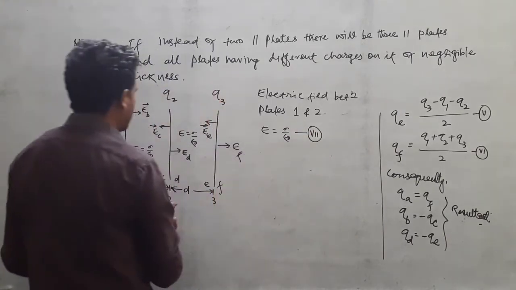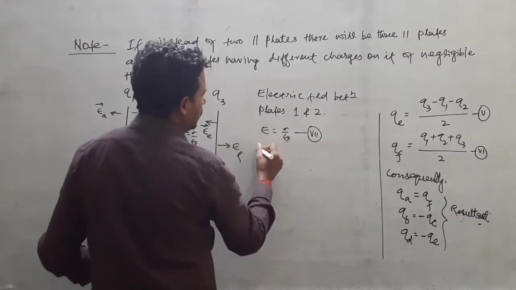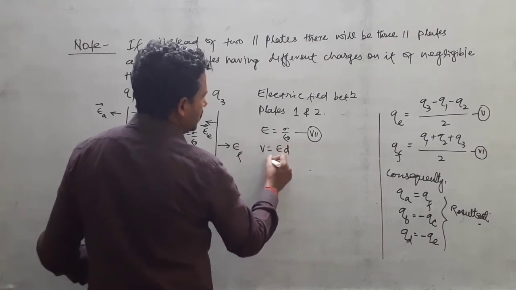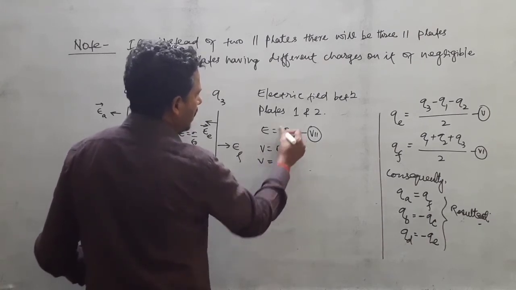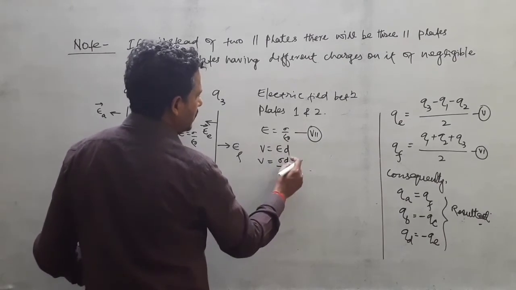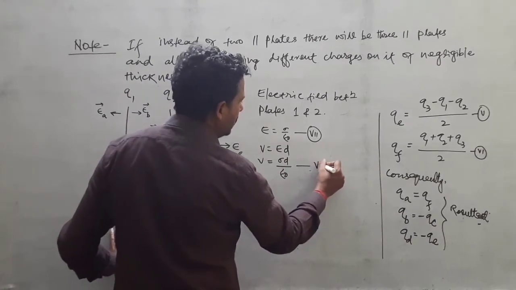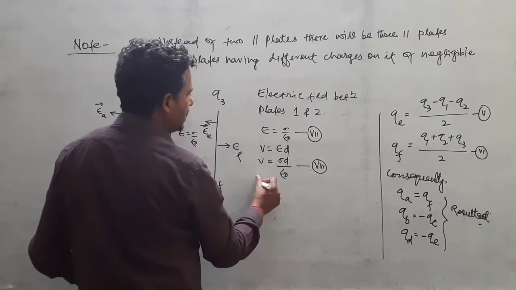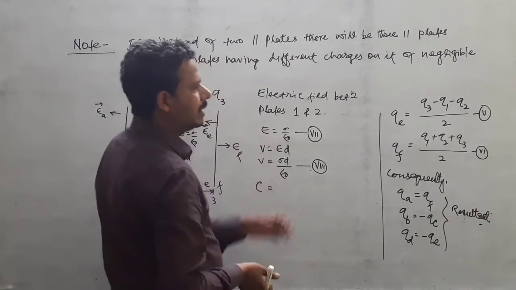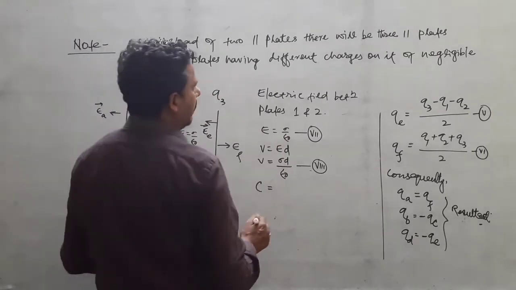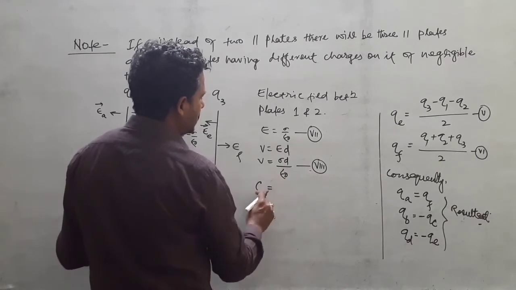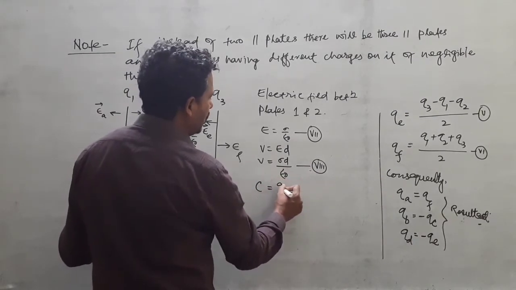This one is your equation 7, and then you have to find the potential between plates 1 and 2. So your potential V is equal to E D. You put the value of E, so V is sigma D by epsilon naught. This one is your resultant, and this is your equation 8. And then you have to find the capacitance. I am going very directly, because we have learned all this previously. Therefore, your capacitance would be Q by V.